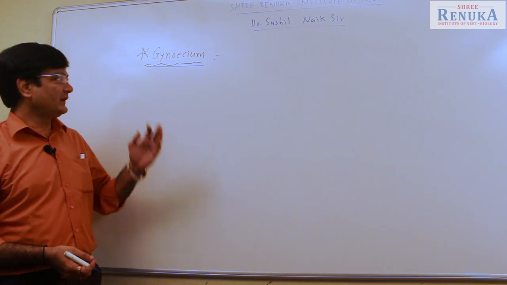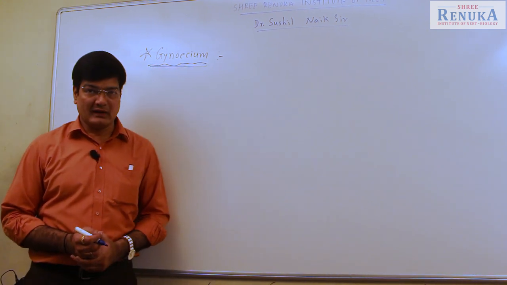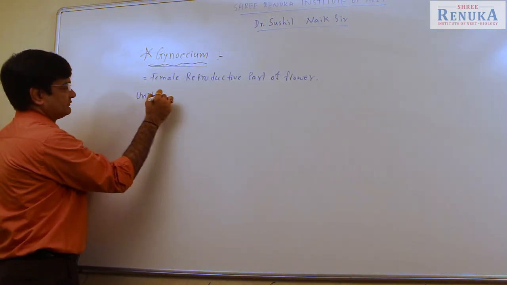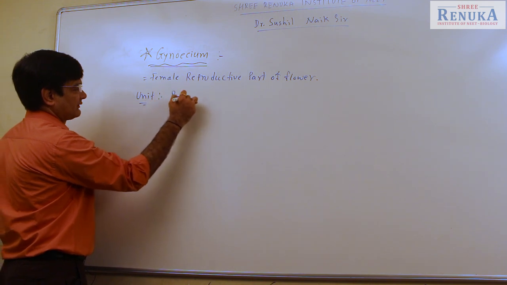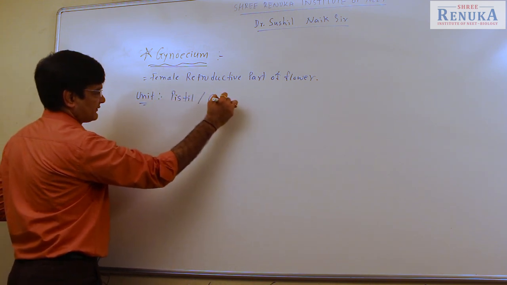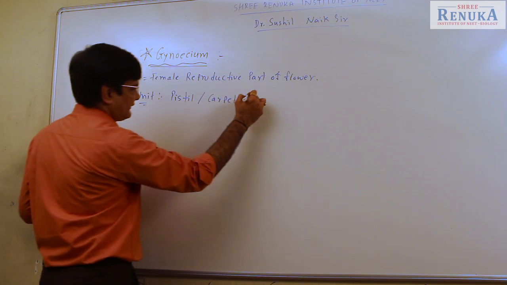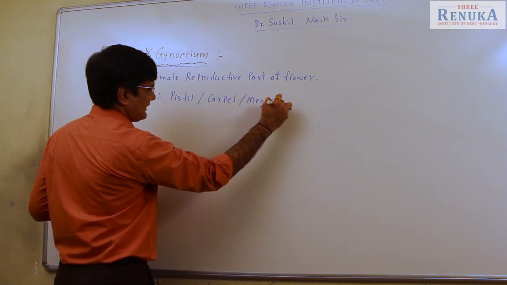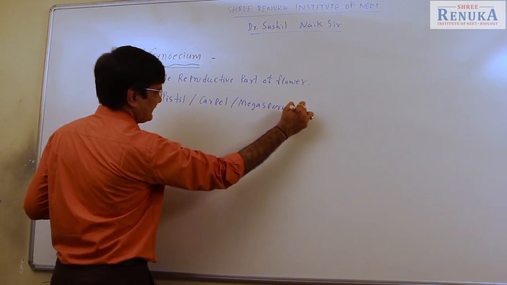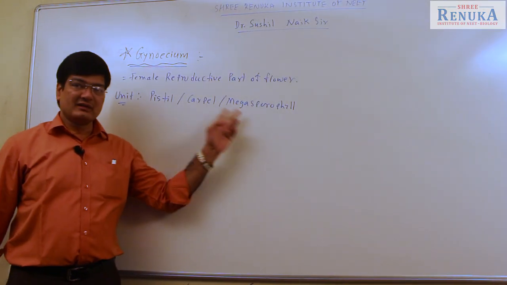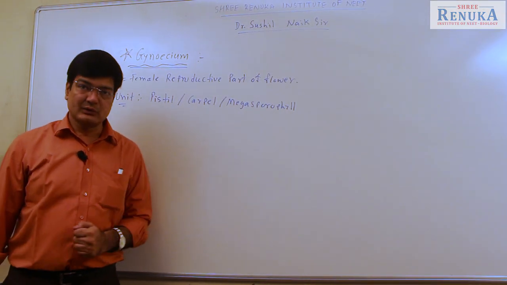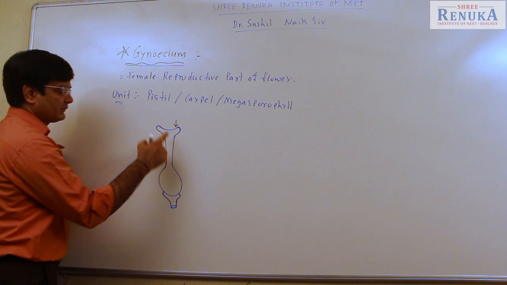Gynoecium, the female reproductive part of the flower. The unit of gynoecium is called pistil or carpel, or we can say it is megasporophyll, as it possesses megasporangium or the ovule. This is the structure of pistil.